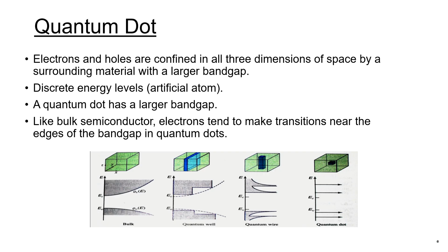So quantum dots: electrons and holes are confined in all 3 dimensions of space by a surrounding material with a larger band gap, giving discrete energy levels, like artificial atoms. Like a bulk semiconductor, electrons tend to make transitions near the edges of the band gap. And this is where you can see all these changes happening: bulk, quantum well, quantum wire, and quantum dot, the movement of the electrons happening in the system.